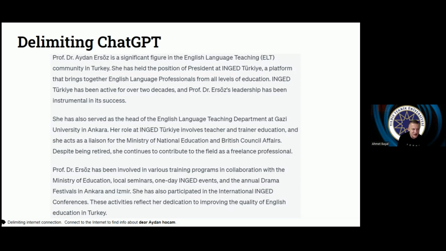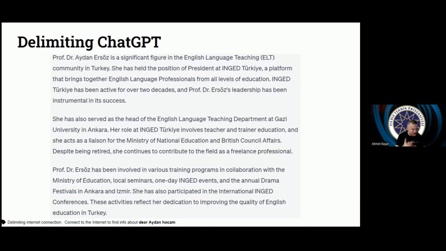Professor Dr. Aydan Ersoy is a significant figure in the English language teaching community in Turkey. She has held the position of president at İnged Türkiye, a platform that brings together English language professionals from all levels of education. İnged Türkiye has been active for over 2 decades, and Professor Dr. Aydan Ersoy's leadership has been instrumental in its success.